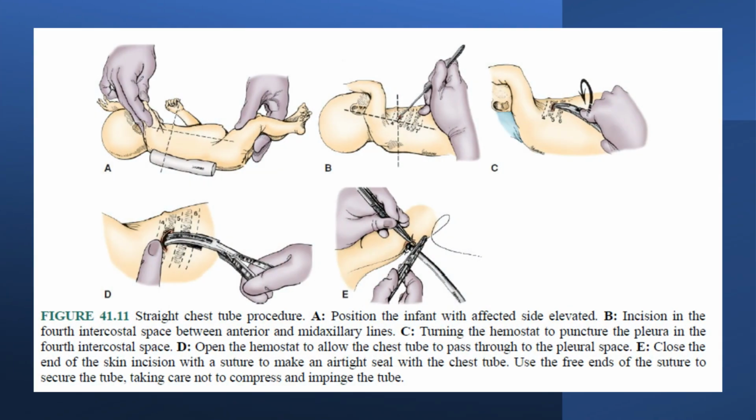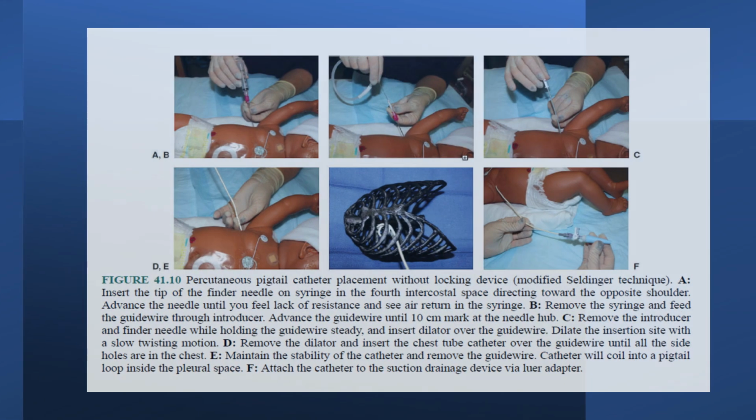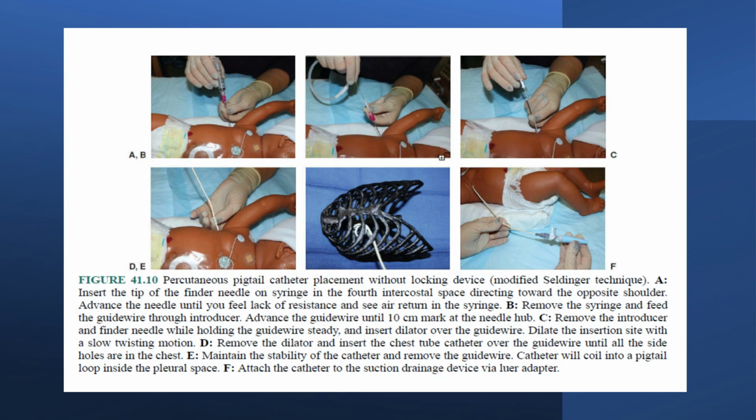Key steps include patient positioning, incision between the fourth intercostal space and mid-axillary lines, puncturing the pleura, passing the tube, and securing the incision with a suture. This image details the percutaneous pigtail catheter placement using the modified Seldinger technique, involving the finder needle, guide wire, dilator, and eventual placement and attachment to a suction drainage device.